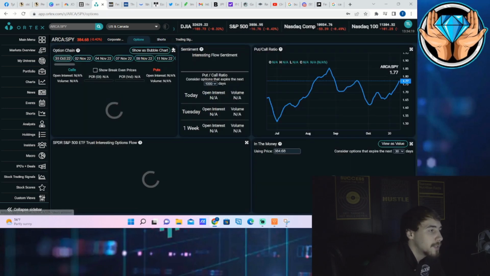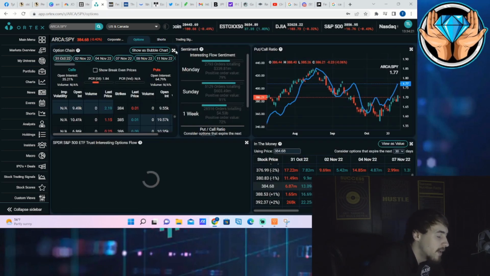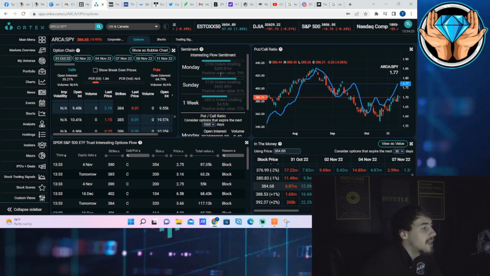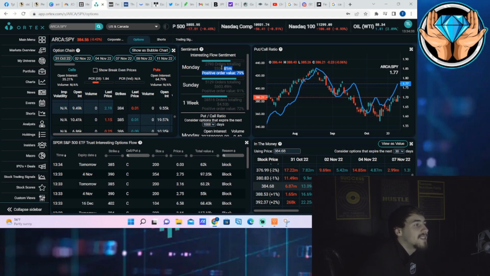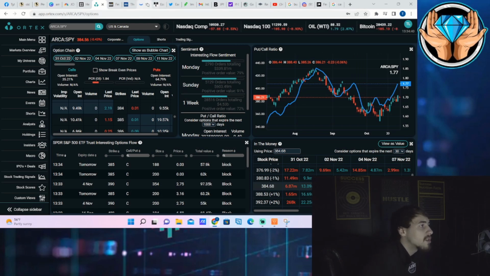Now, if we look at the option activity on the S&P 500, give this a second to pull up, you will see, again, more positive positioning. About 2,800 orders placed on the day, totaling about $340 million, positive order value of 79%. So again, you're seeing positive positioning all across the board.